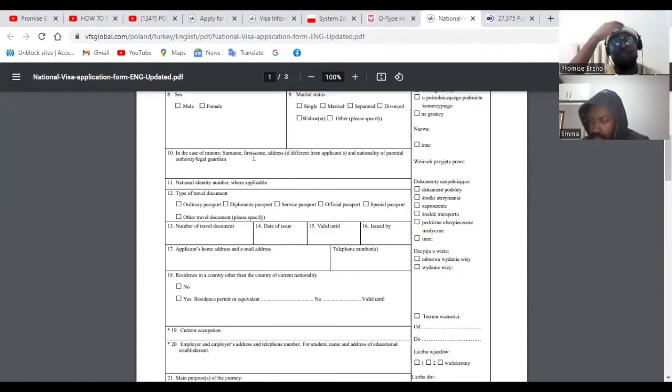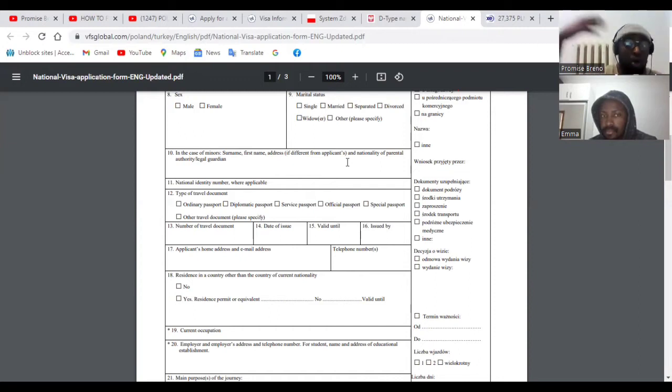Let's say you're applying for a visa for yourself and for your child who is less than 18 years of age, and you're filling out the form for your child who is less than 18. Then you have to use this to enter the minor's surname first, then the name of the minor. So you enter surname, then the name of the minor, then the address, if different from the applicant's.